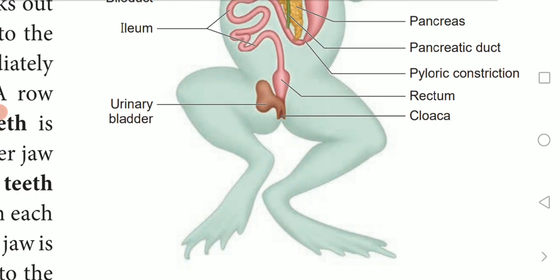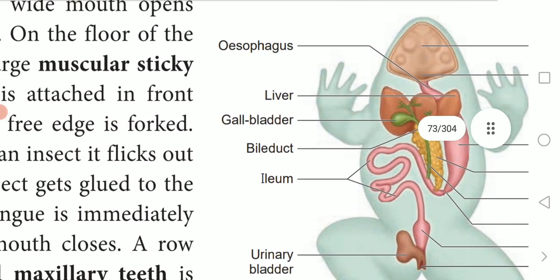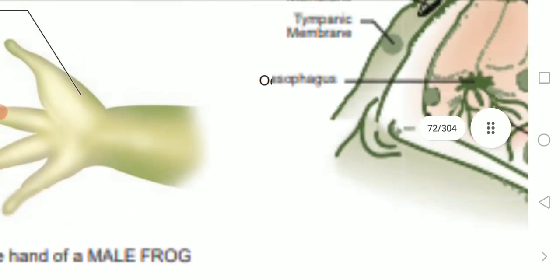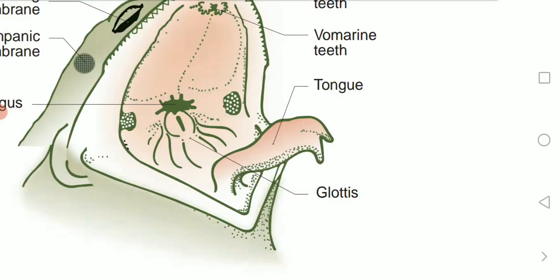The mouth opens widely into the buccal cavity. On the floor of the buccal cavity lies a large, muscular, sticky tongue. If you see that tongue, it's a large one and sticky, paste-like. The tongue is attached in front and free behind. The free edge is forked. You can see the fork here like this. This is the tongue of the frog.